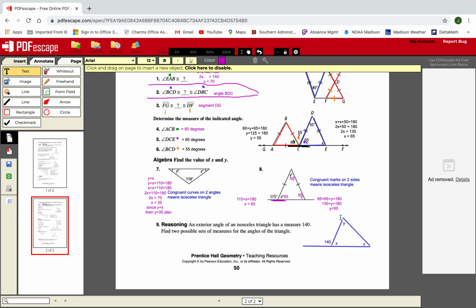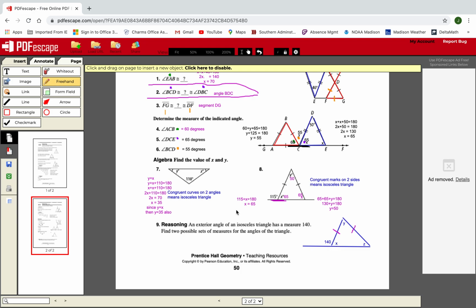And I've gone ahead and drawn this figure for you. An exterior angle of an isosceles triangle has a measure of 140. So if this is an isosceles triangle, then that tells me that these 2 sides are congruent, okay? So let's find 2 possible sets of measures for the angles of the triangle, okay? Now it doesn't have to be these 2 sides. It could be that one and this one that are congruent. So that's why it says 2 possible sets, okay? So let's work it as though these 2 are congruent first, okay?